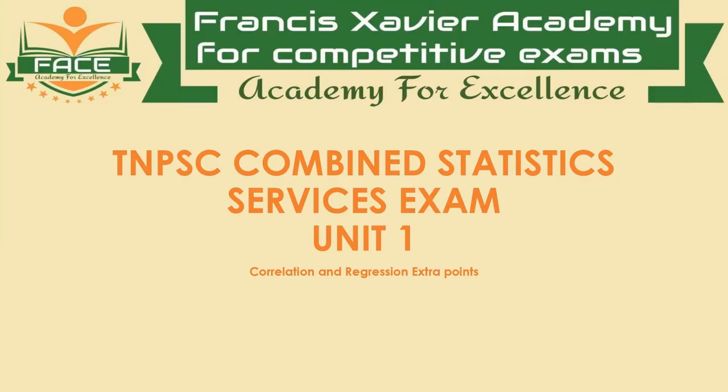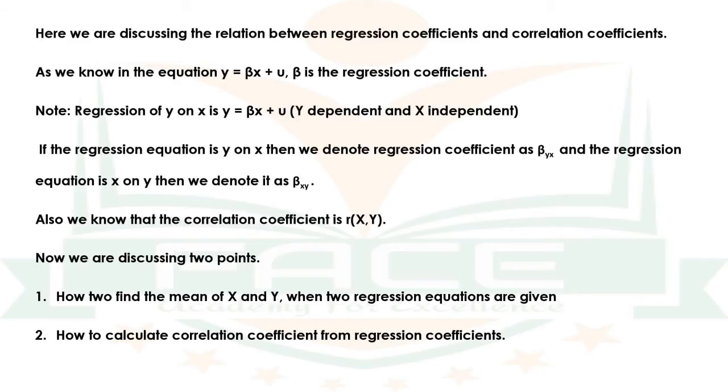TNPSC Combined Statistics Services Exam Unit 1. We had already discussed correlation and regression. Here we are discussing certain extra points like the relation between regression coefficients and correlation coefficients, and how to find the mean of x and y when two regression equations are given.